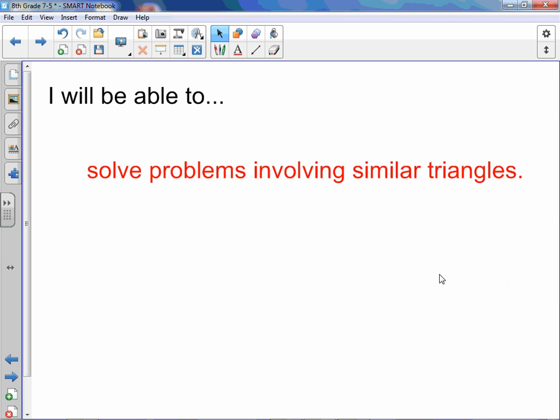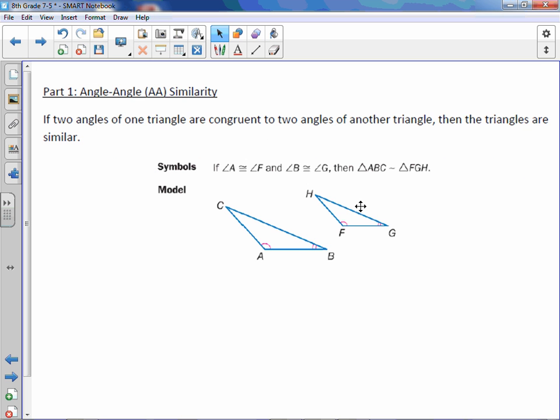Chapter 7, Lesson 5, Similar Triangles and Indirect Measurement. You will be able to solve problems involving similar triangles.